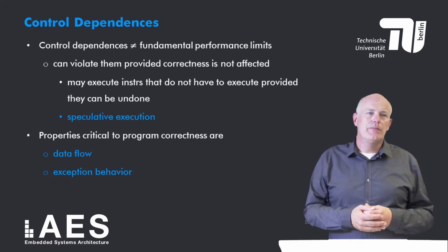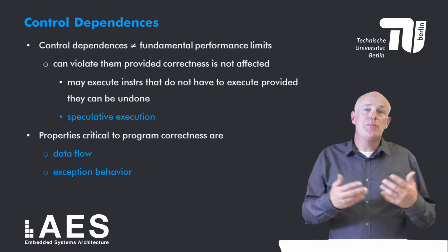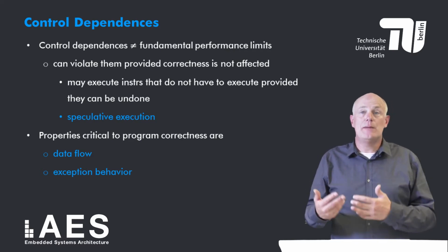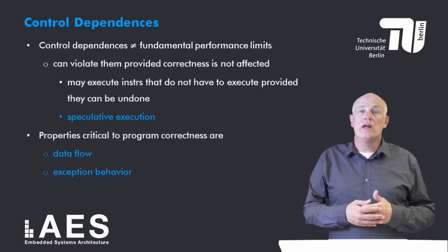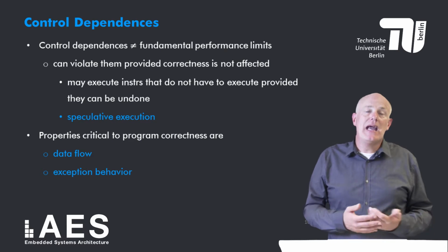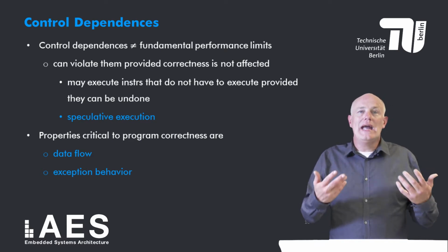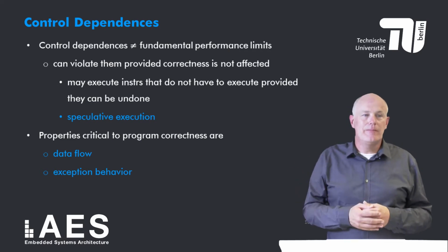be executed. Properties critical to the correctness of a program that must be preserved are data flow and exception behavior. If an instruction I is data dependent on instruction J, meaning data flows between them, then they must be executed in order. Why exception behavior needs to be preserved, I explain on the next slide.